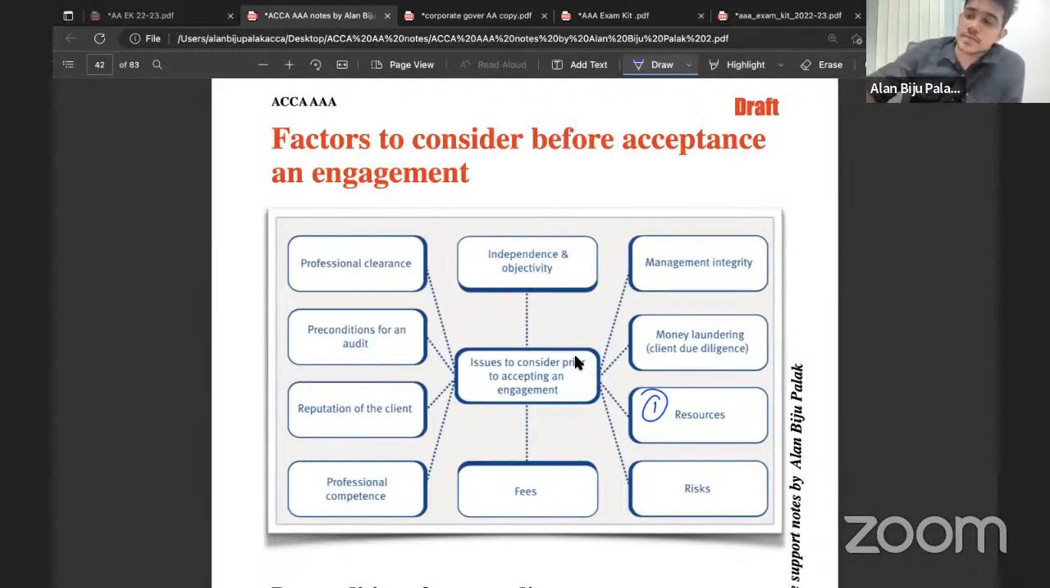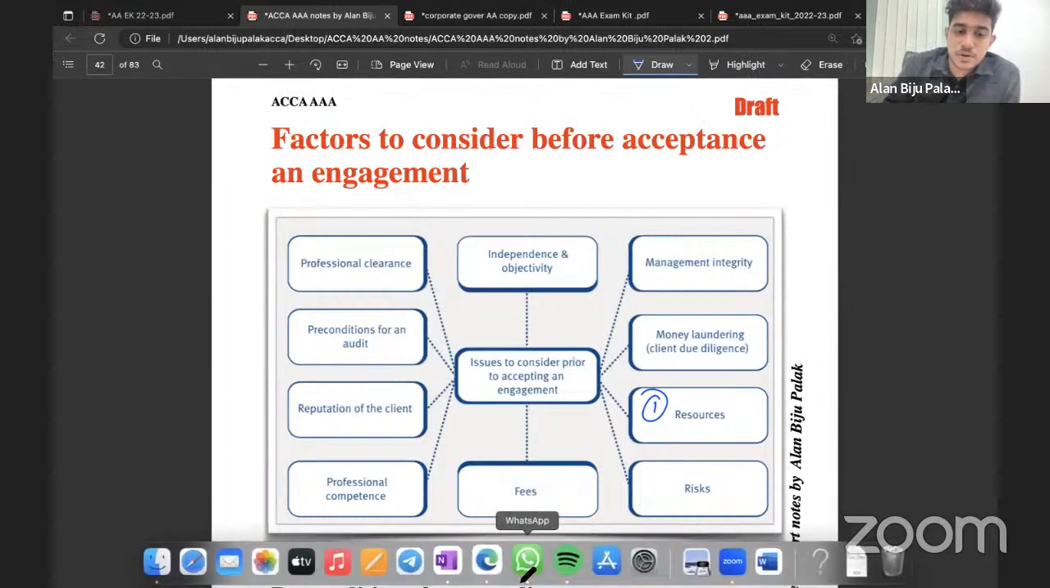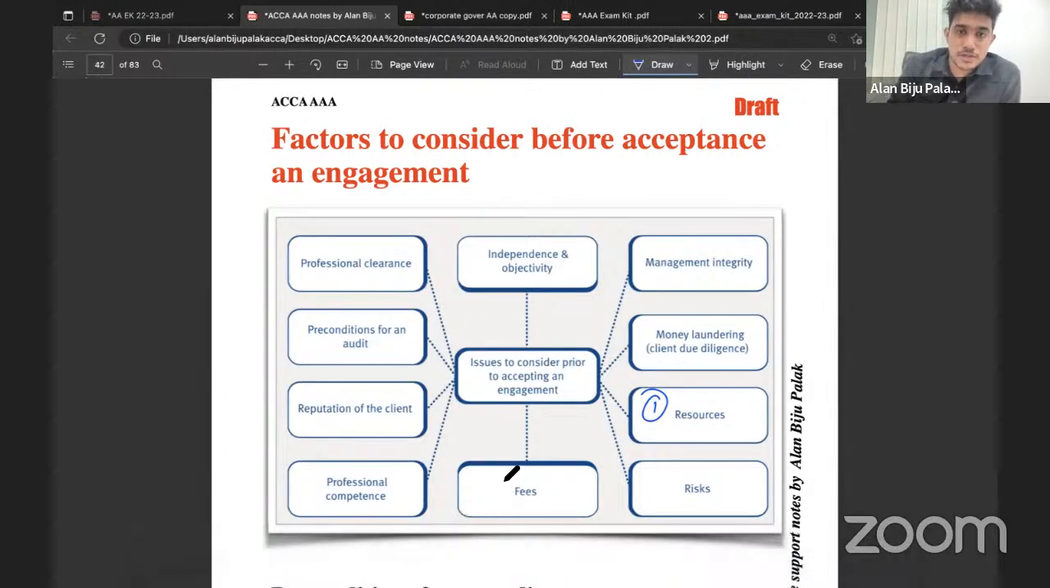In that case, you can specify that the auditor must consider the risk of the engagement, and the auditor should accept the engagement only if they can accept that risk. Then, if anything related to the fees is mentioned, you can also mention the same matter there. So the auditor should always consider the fee of the engagement.